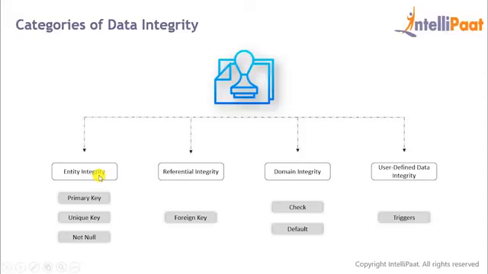So entity integrity ensures that each row in a table is a uniquely identifiable entity, and we can apply entity integrity to the table by specifying a primary key, unique key, and not null. Then we have referential integrity, which ensures the relationship between two tables is proper, and we can apply this using a foreign key constraint. And then we have domain integrity, which ensures the data values in a database follow defined rules for values, range, and format. And we can enforce these rules using check and default constraints. And finally, we have user-defined data integrity, which can be enforced through triggers.